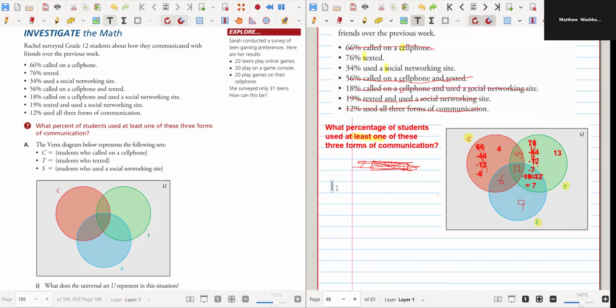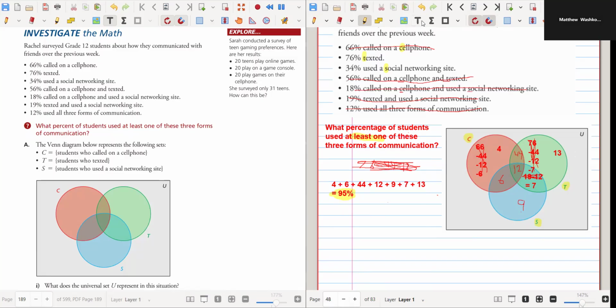I'm going to use basic numbers for now, but later in this video, we'll actually use set notation. But in this case, let's think about this. I know I have 4 people who use only cell phone, 6 only text, 6 who use cell phones and social media, 44 who use cell phones and texting, and so on. So I'm just adding up these numbers: 4, 6, 44 plus 12 plus 9 plus 7 plus 13. So I've added all that up. If I add all those up, I'm going to get 95% of people use at least one form of communication.